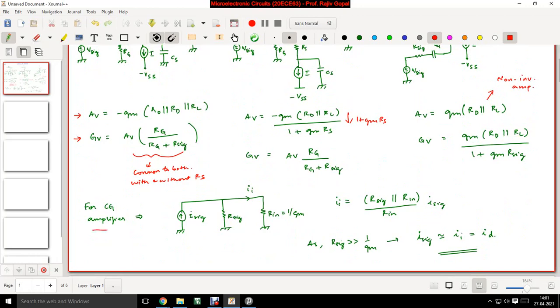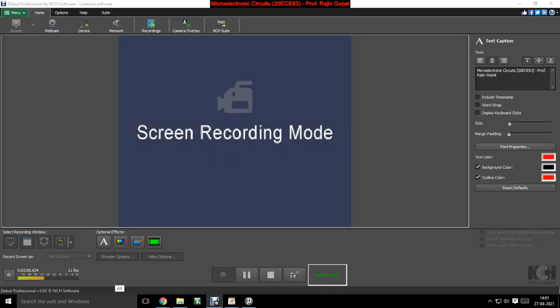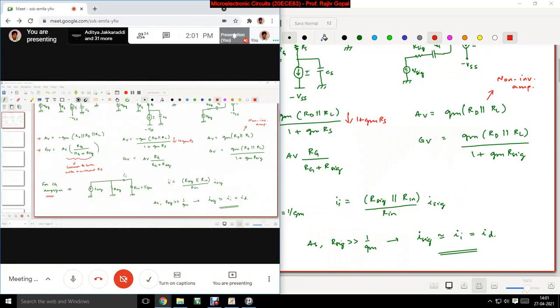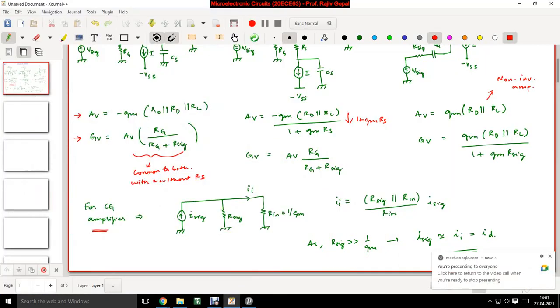So if I take a CG amplifier here, and remember at the input side I have V signal and R signal in series, if I assume them to be a Thevenin's equivalent of a cascaded circuit added before the common gate amplifier, then instead of taking Thevenin's equivalent, if I take Norton's equivalent, I will get I signal and R signal both in parallel. So that is what this is.